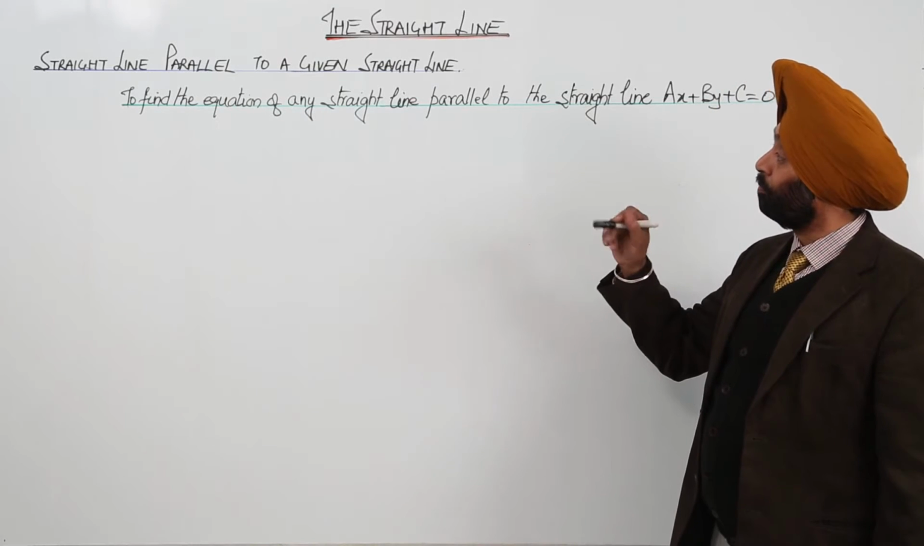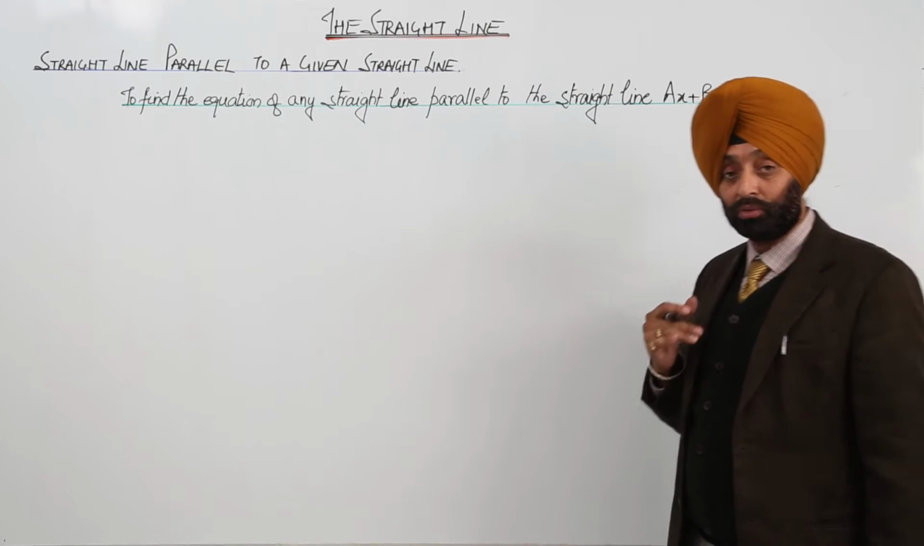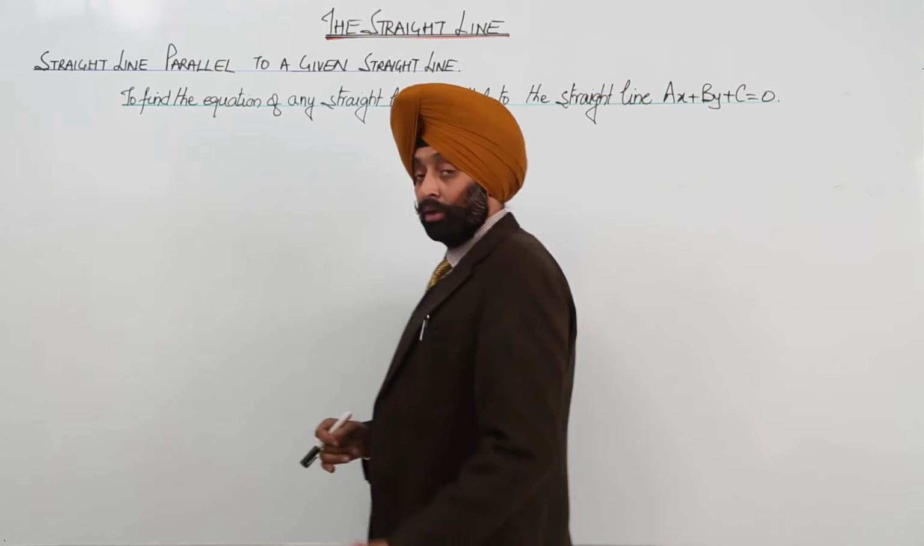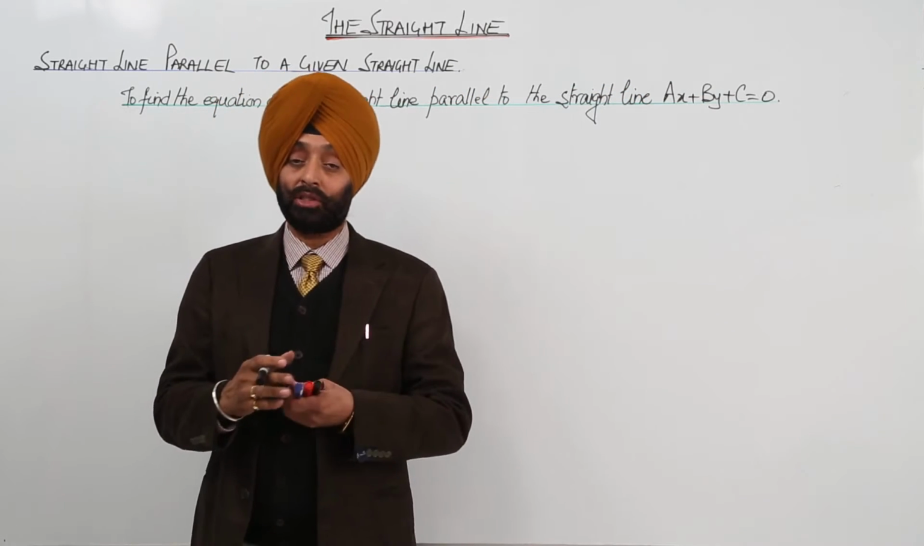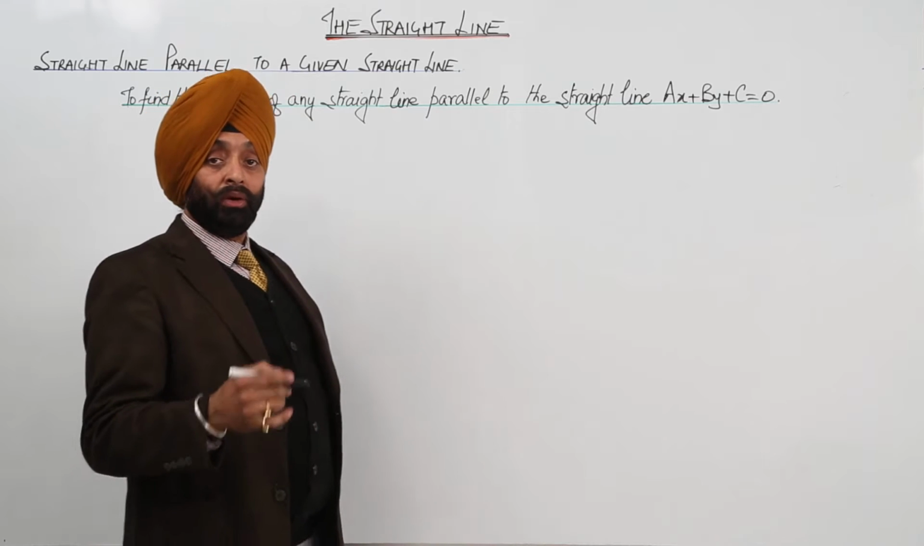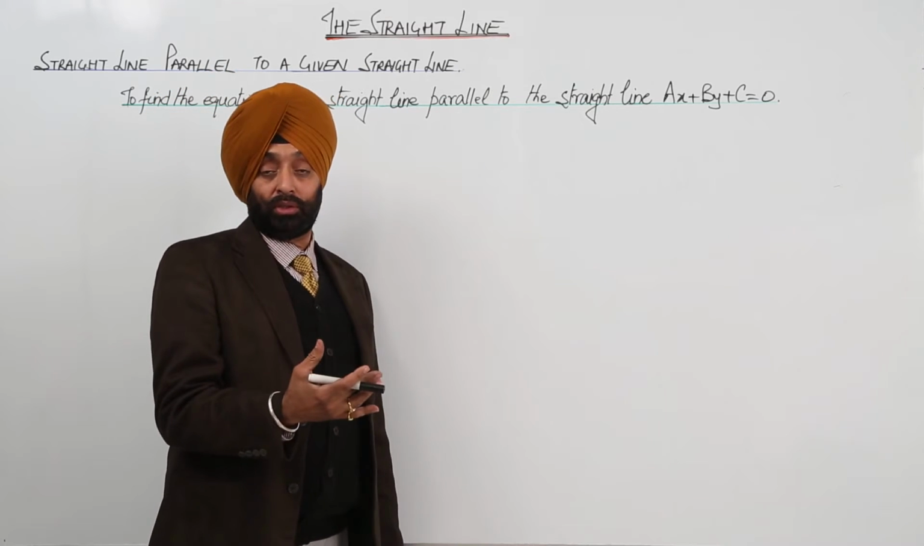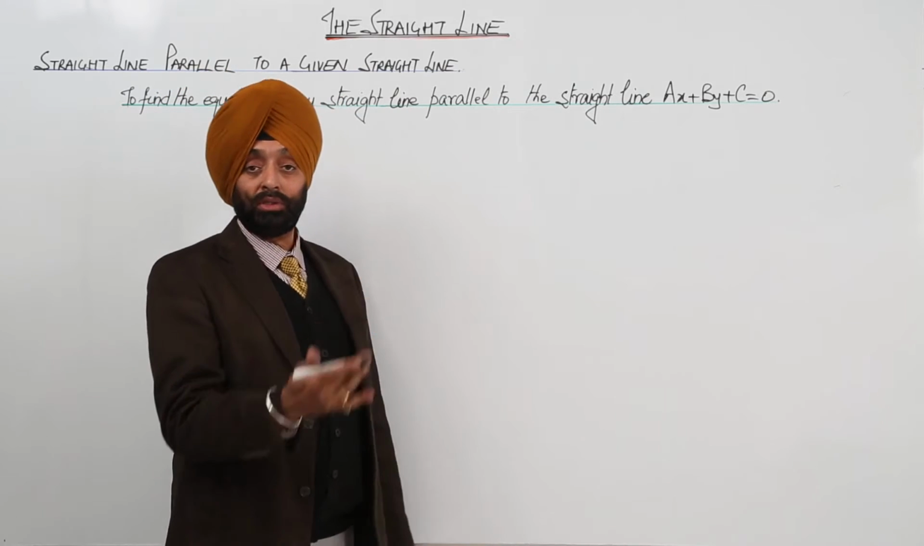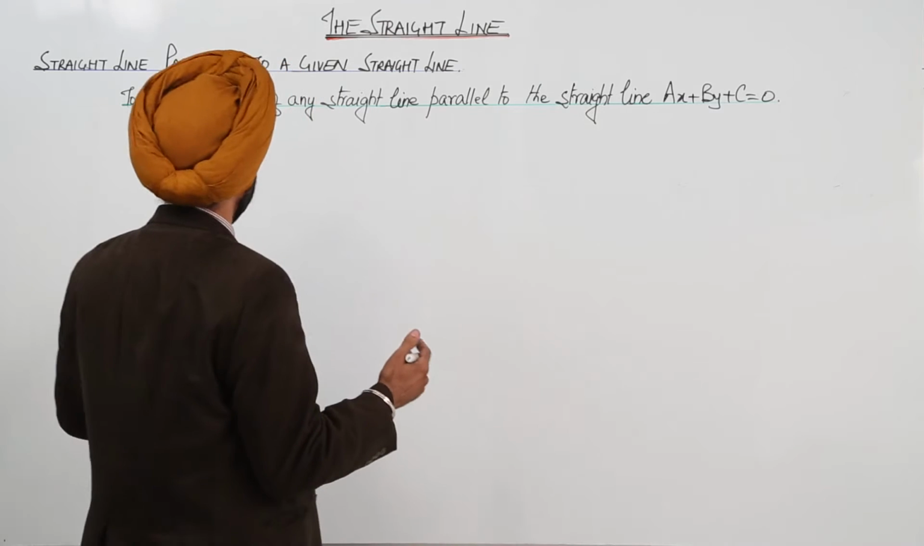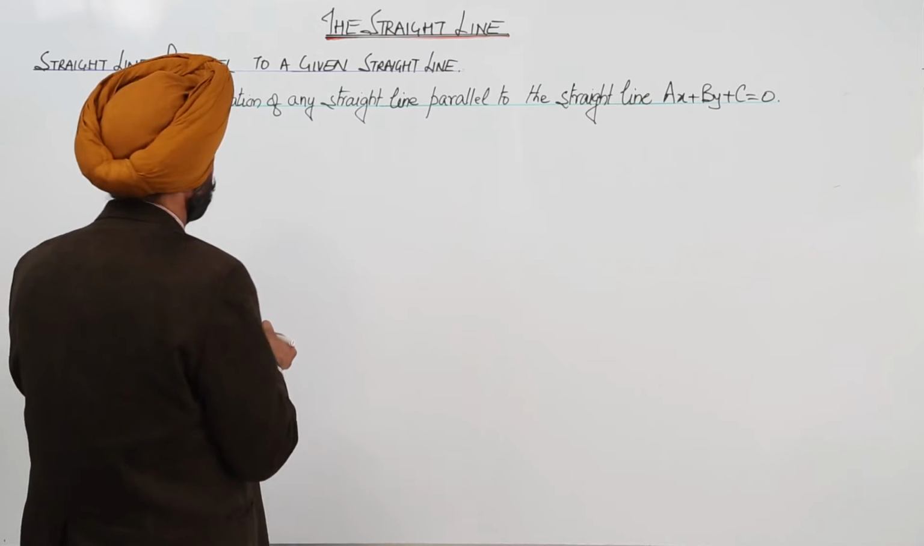Now, straight line parallel to a given straight line. What we are going to do in this concept is, if an equation of a straight line is given to us, then what can be another equation which is parallel to the same straight line. This is what we are going to discuss now.